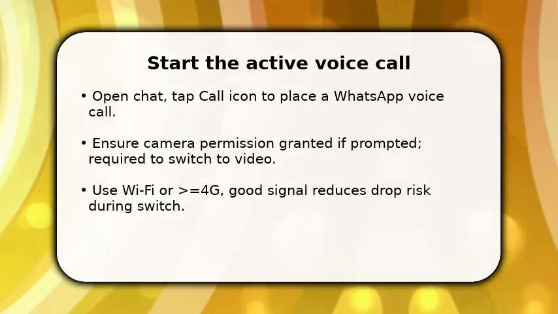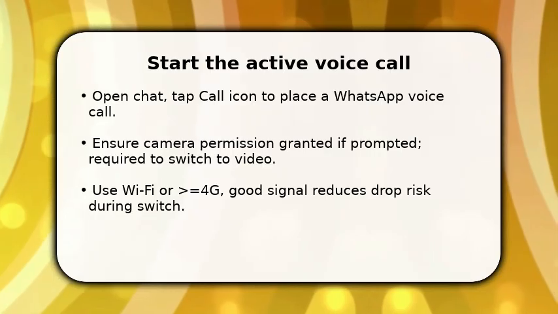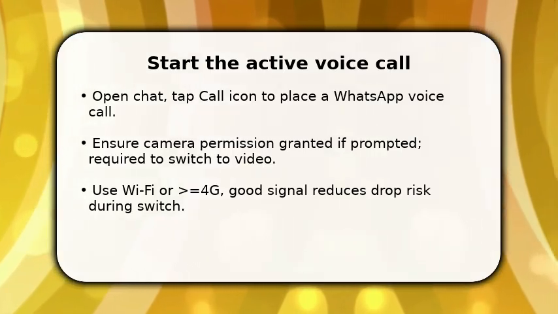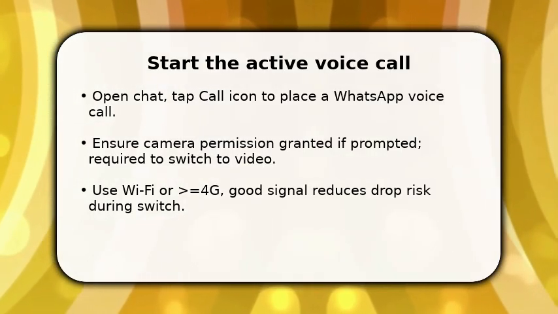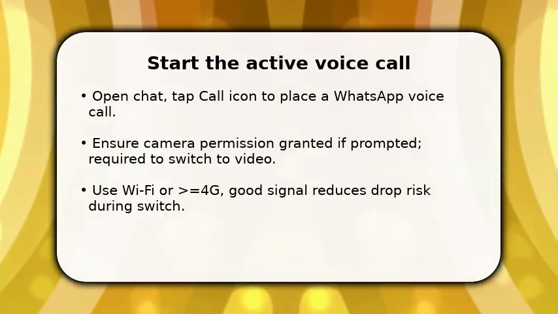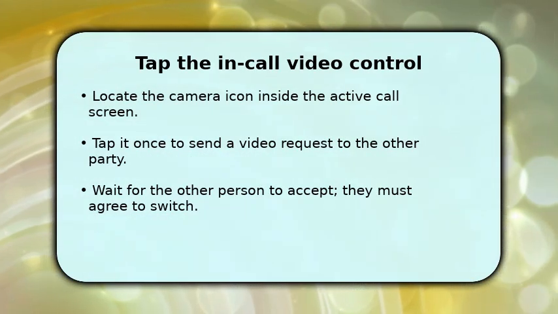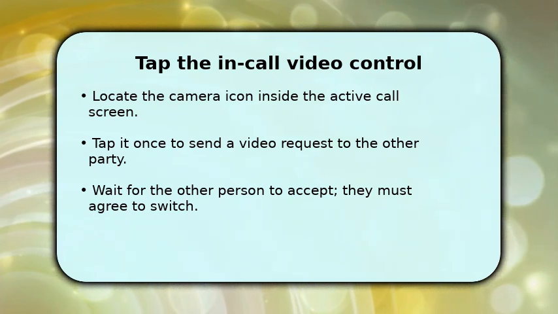You're taking immediate steps. Keep the call active, confirm permissions in settings if needed, and get ready to tap the on-call controls to change modes. Now focus on the in-call controls. Tap the camera icon to request a video upgrade.